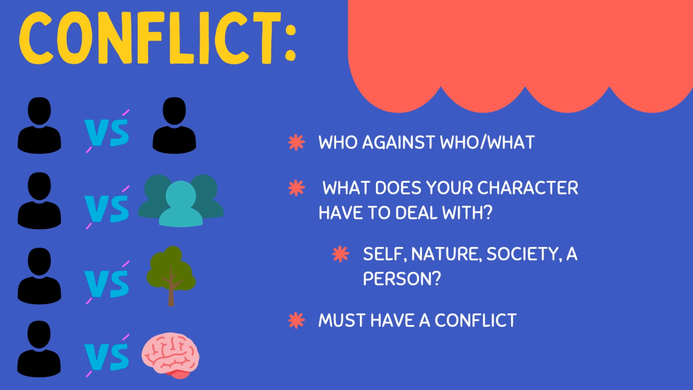But remember, it's always about who against who or what. And what does your character have to deal with? Are they dealing with themselves, nature, the rules of society, a particular person? And remember, all stories have a conflict. You can't just avoid conflict in your narrative, just like you can't avoid conflict in life. It happens sometimes.